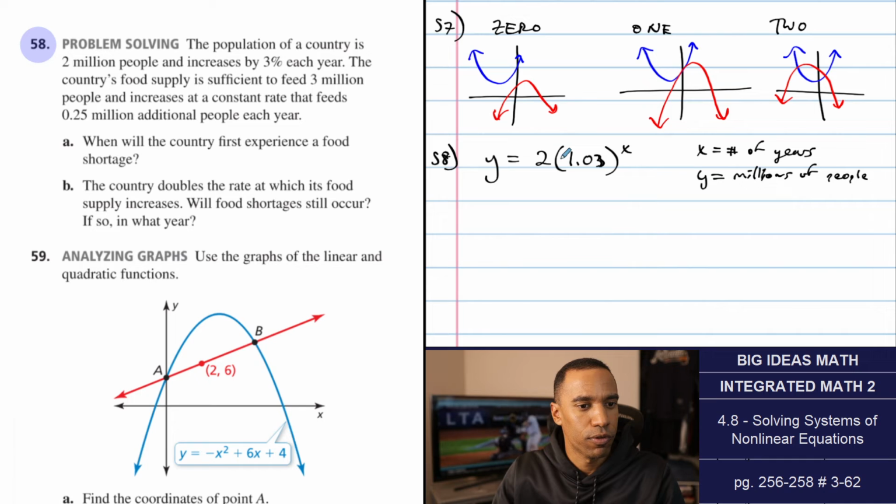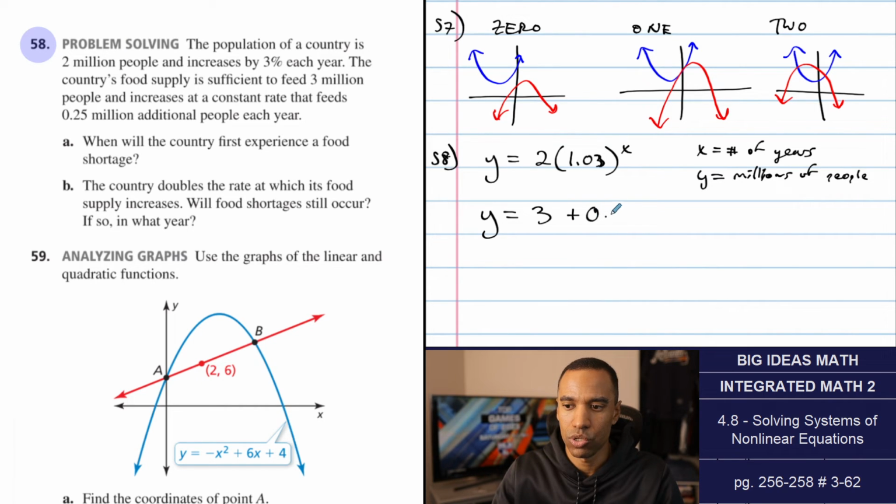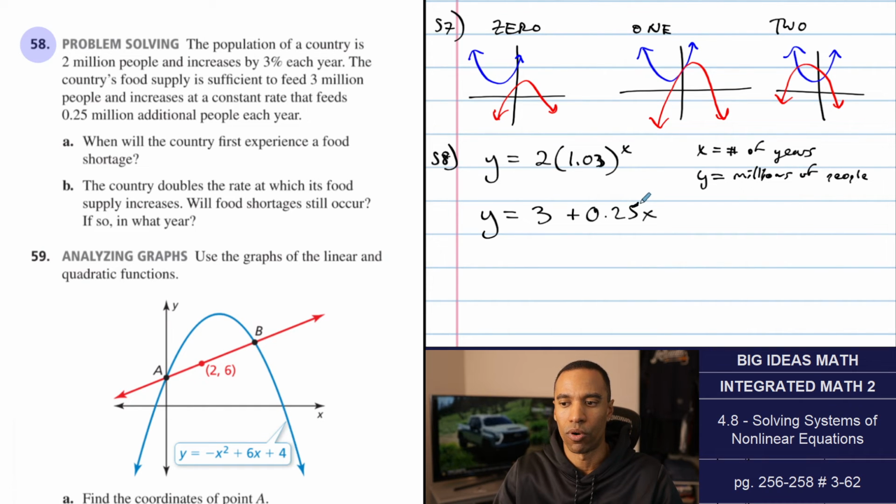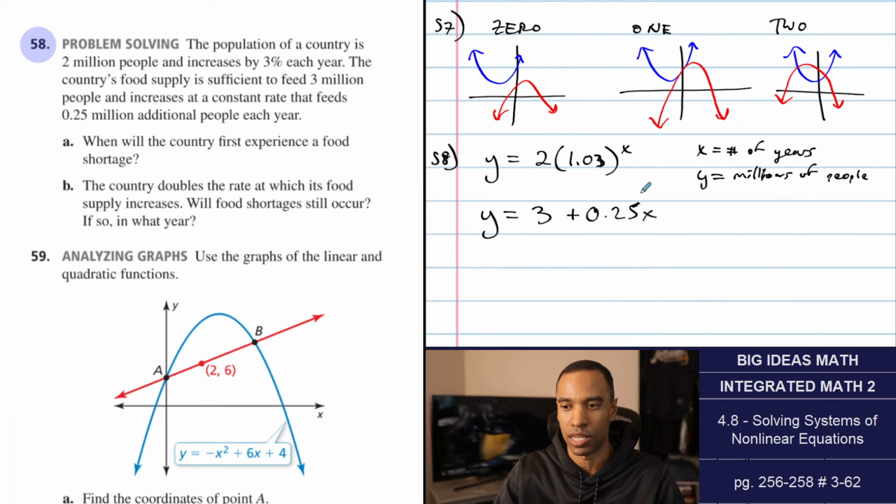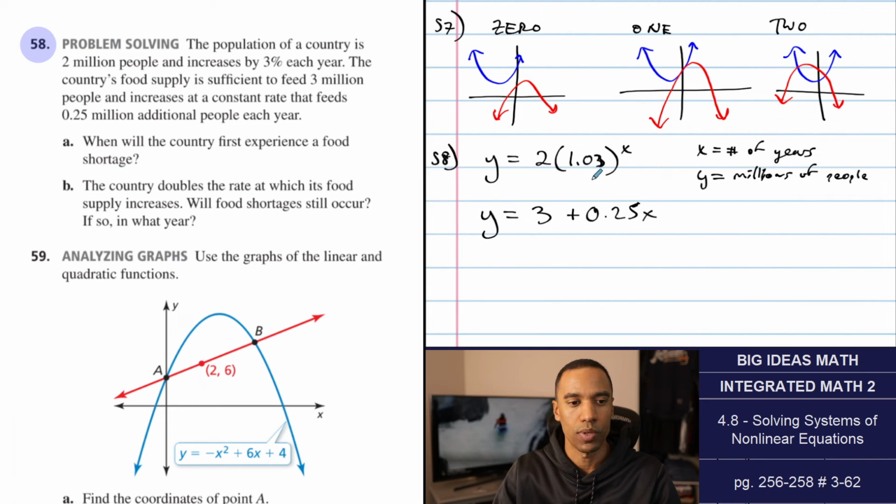The country's food supply is sufficient to feed 3 million people and increases at a constant rate of 0.25 million additional people each year. So every year they get a little bit more food you can work off of to keep feeding people with. So these are our 2 equations.